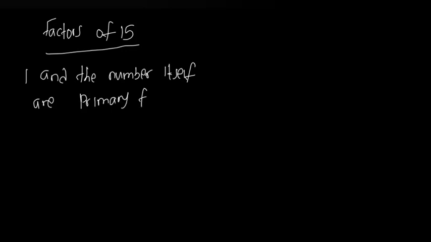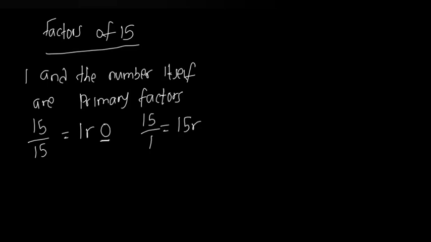Primary factors in the sense that a number can divide itself without remainder. That is, a number like 15 can divide itself and it will give us a remainder of 0. And that's because 15 can also divide 1 and it also gives us a remainder of 0. So there are primary factors. In every number, 1 and the number itself are the primary factors.